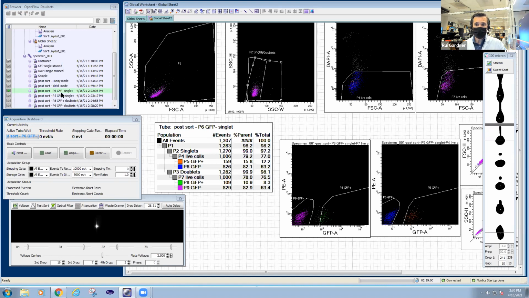And now we're only looking at the singlet gate, and we're looking at negative, so P6 negative. If we look at P6 negative, we see that we have 82%, a bit lower than what we had with the last sort. But again, we were getting slightly different parts, so maybe we still included some doublets.